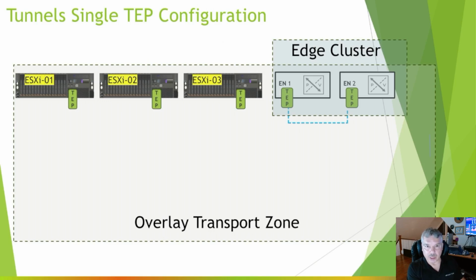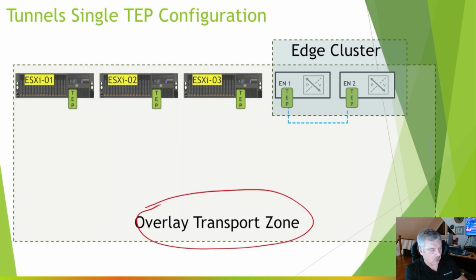I've got a tier 0 gateway in my environment. It's using this edge cluster, and I only have a single TEP, so you'll see a tunnel between each of these TEPs. Remember, your TEPs do your encapsulation and decapsulation. You'll see these are all part of the same transport zone, and it's an overlay transport zone. I'm not showing a VLAN transport zone. That's not part of this solution, okay?